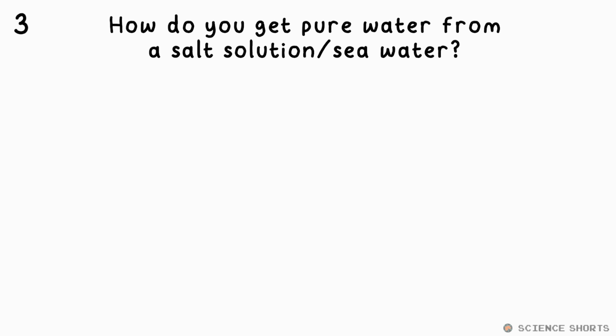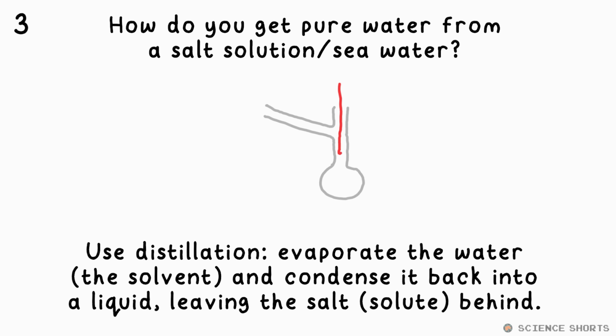How would you get pure water from a solution of salt water? You use distillation. Heat the solution so the water, the solvent, evaporates, then use a condenser to turn that back into liquid, leaving the salt, the solute, behind.